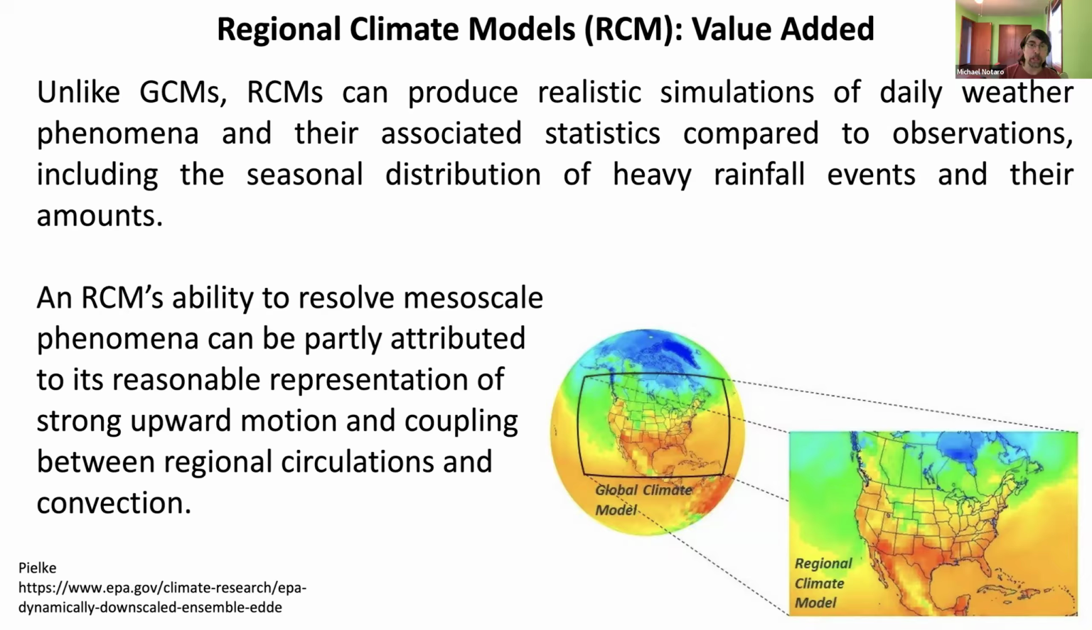Regional climate models, depending on their resolution, can improve representation of vertical motion, of unstable atmospheric conditions, and also coupling between regional circulations and convection, producing more accurate capturing of mesoscale features. Now, with a regional climate model, if it's run at a high enough resolution, then you can have convection resolving or convection permitting simulations. If they're run more coarsely, like say 20 kilometers, they continue to make use of cumulus convection parameterizations. So next slide.